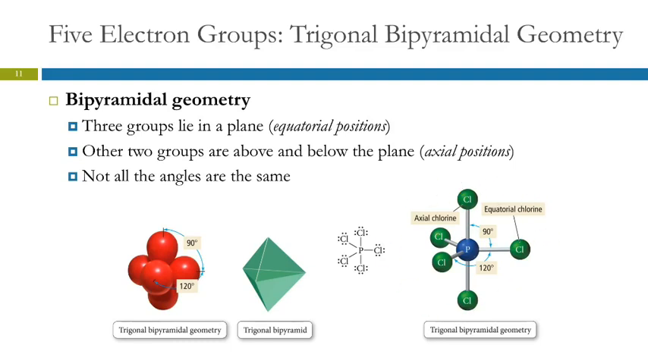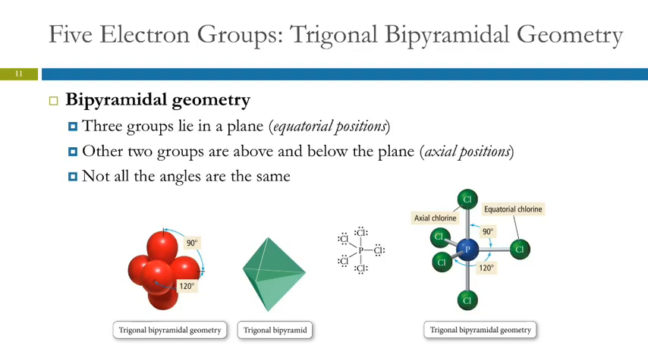The ball and stick model kind of opens things up so we can see what's going on a little better. Here's our central atom. In this case it's phosphorus, and it has 5 chlorines around it. So there are 5 electron groups. They're each single bonds. And the best they can do here is to have 3 of them lying in a plane with angles of 120, and this one sticking up and that one sticking down.